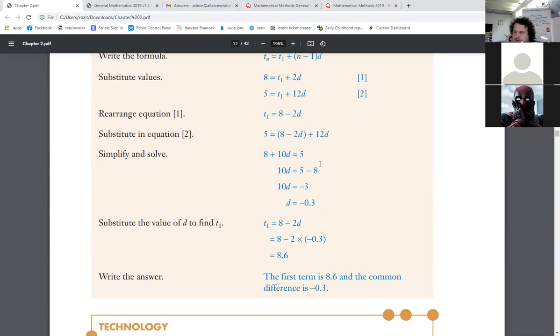So in this case, the first term is 8.6, and the common difference is 0.3, or minus 0.3. So we rearrange equation 1 and substitute it into equation 2, which is 5 equals T1 plus 12D. And then we substitute the value of D into the first equation to find T1, which is what we were looking for in the beginning.